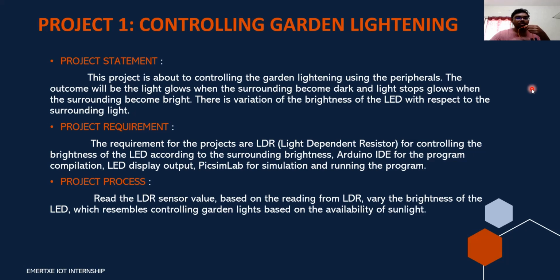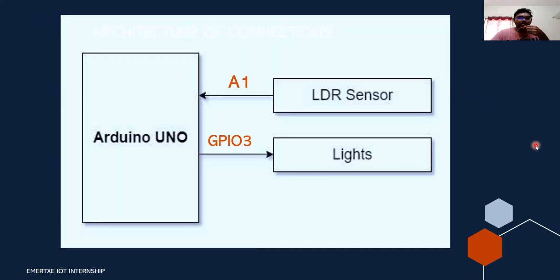So for this we will be using an LDR sensor, light dependent resistor, for controlling the brightness of the LED according to the surroundings. The LDR sensor value becomes high when the surroundings become dark, and the LDR sensor value becomes low when the surroundings are bright. So read the LDR sensor value and, based on the reading, vary the brightness. It's just a simple peripheral. We'll have an Arduino Uno board, an LDR sensor, and the lights.